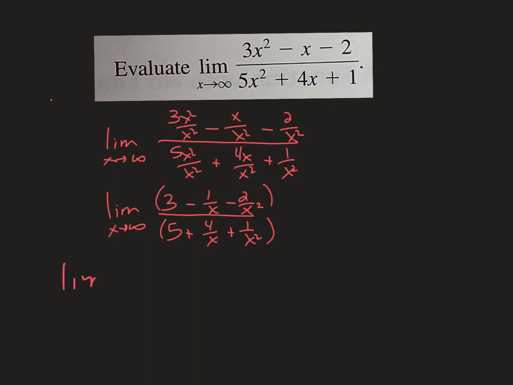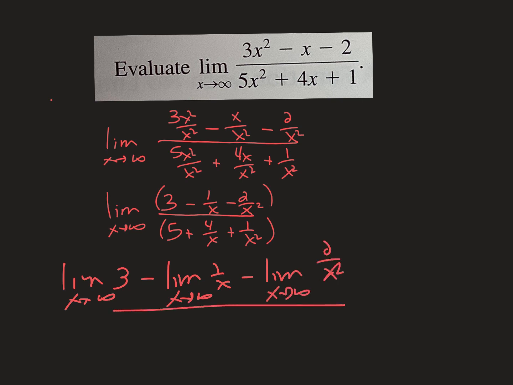Saying limit of, as x approaches infinity, 3 minus the limit as x approaches infinity of 1 over x minus the limit as x approaches infinity of 2 over x squared. Same thing on the bottom. I know it's a lot. Hang in there. The limit as x approaches infinity is 5 plus the limit as x approaches infinity of 4 over x plus the limit as x approaches infinity of 1 over x squared.